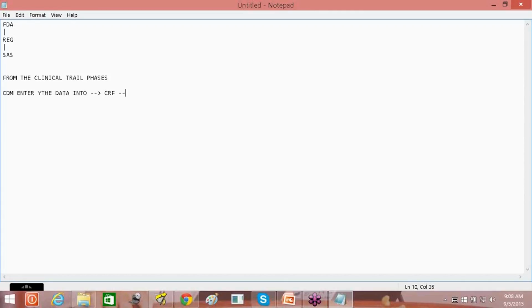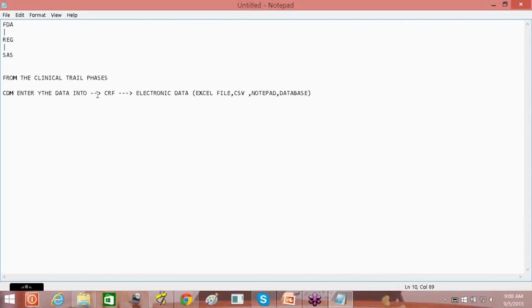Once you enter the data into the CRF form, you have to convert it again. CRF is nothing but a hard copy, so we have to convert this data from hard copy into soft copy, nothing but electronic data: some Excel files, or some CSV files, or Notepad, or you can say a database.